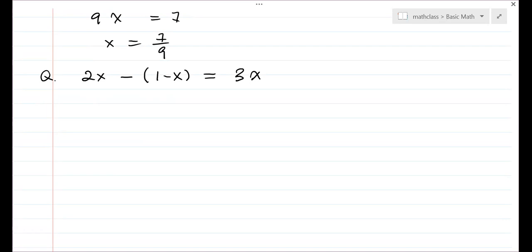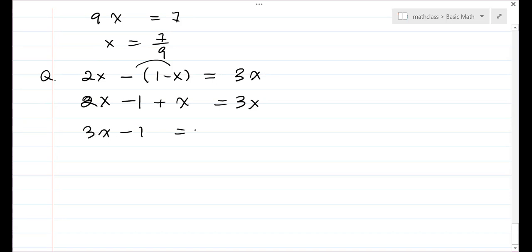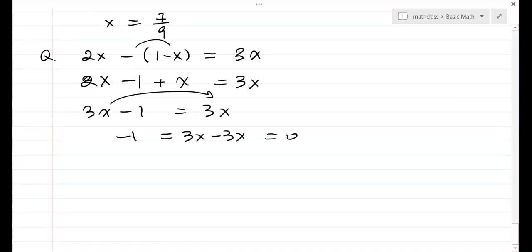Right, let's do it. So 2x minus 1, and here's plus x, right? Now negative becomes positive, it's 3x. So the left-hand side will be 3x minus 1 equals 3x. Got it? So I have to move 3x to the right-hand side, or I can do it like that to save time. So I get negative 1 equals 3x minus 3x, so that's going to be 0. In other words, negative 1 equals 0, right?